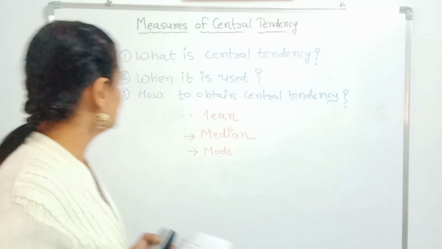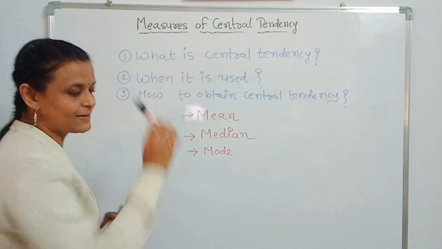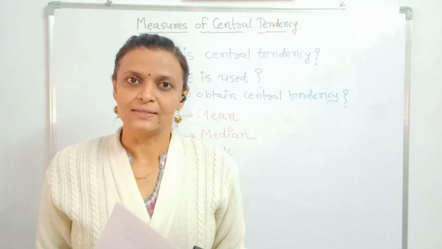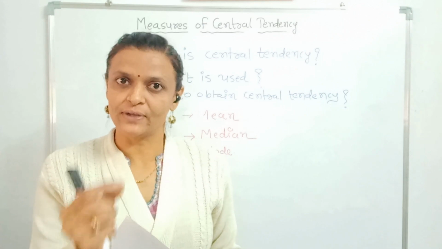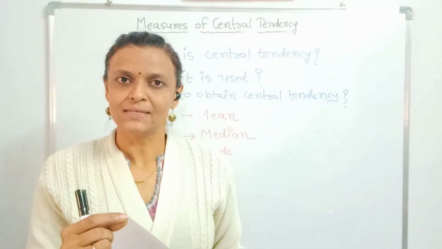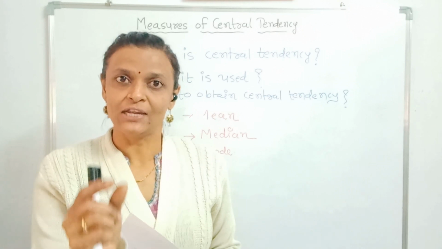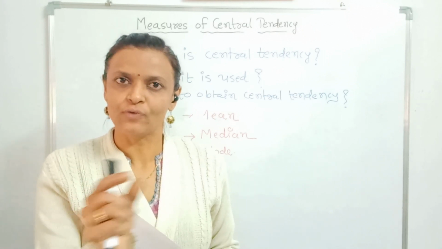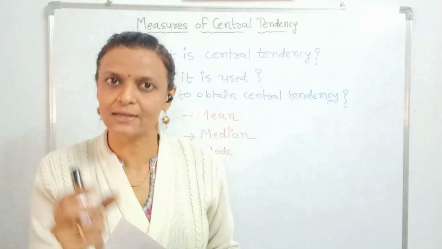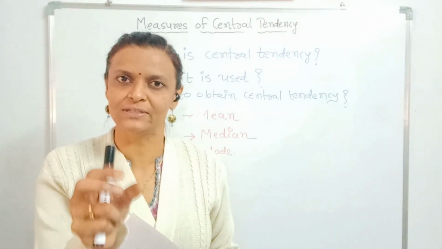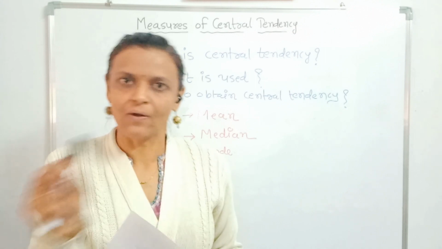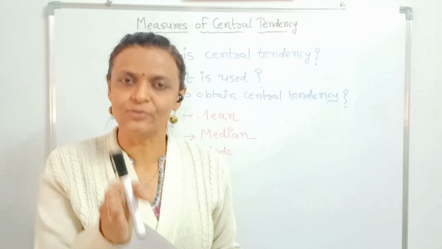Now, second question, what is central tendency? The central tendency provides us a single number or figure which represents all the data. That means by representing only one data instead of all data, one can understand that all the data are clustered or scattered around this number. So that is central tendency. That means all data are centered around this value.